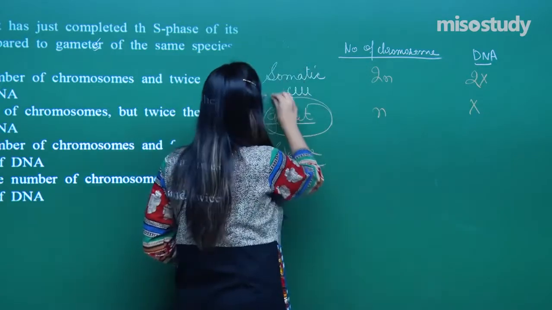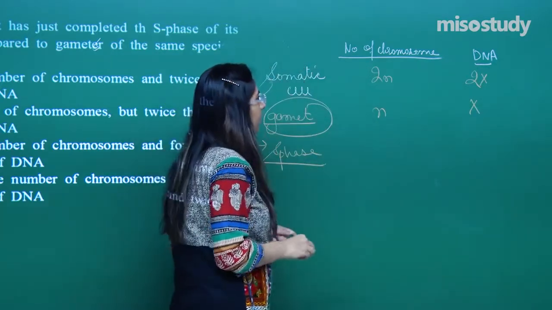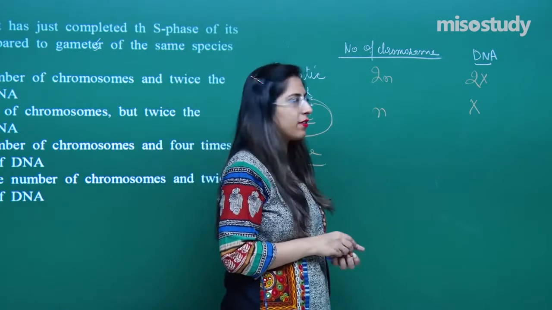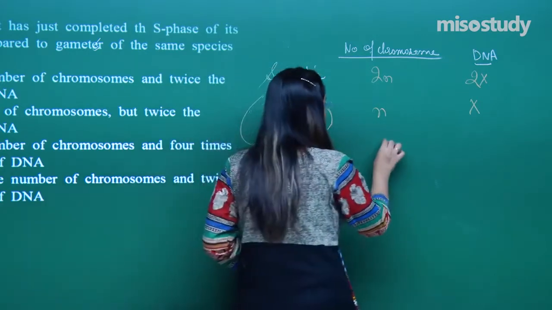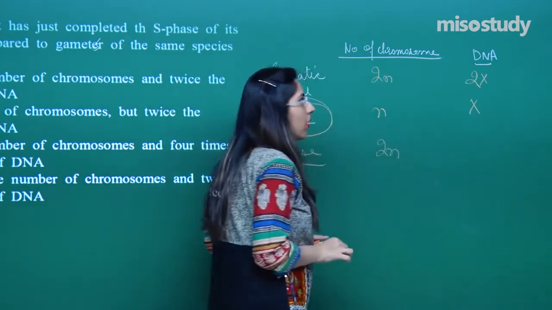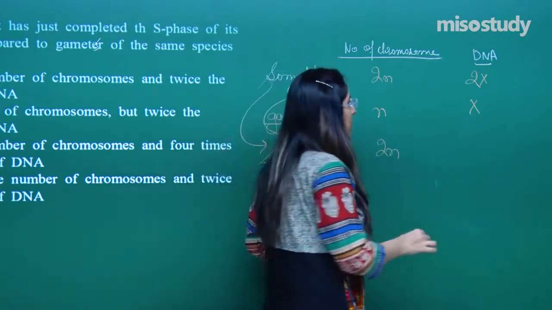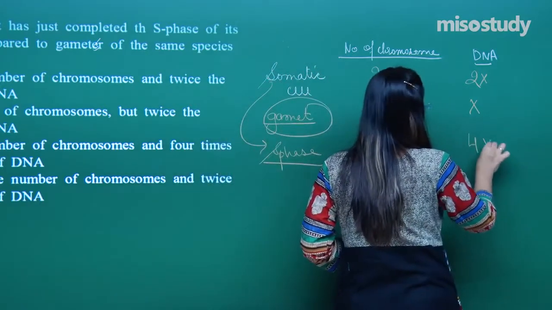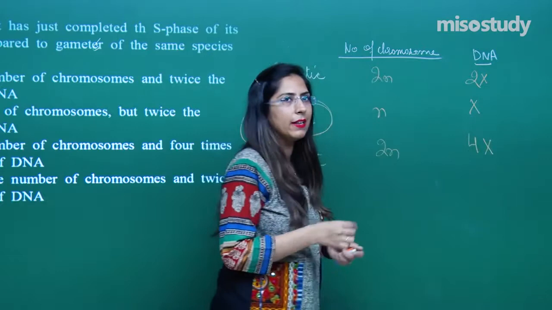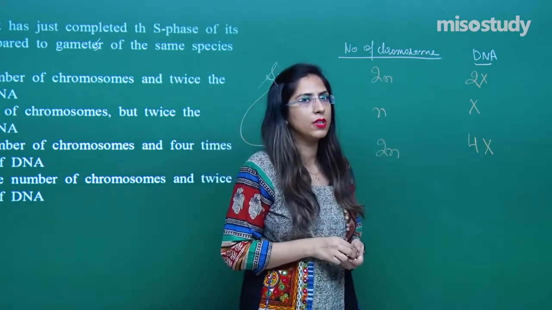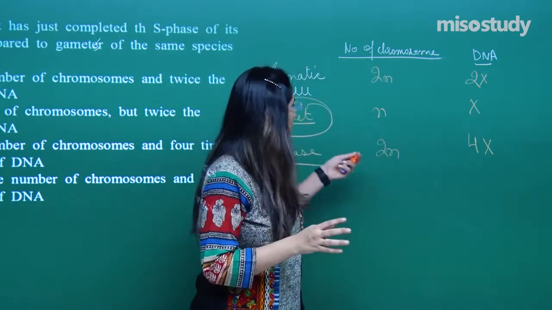We are discussing the somatic cell, the number of chromosomes in S phase and so on. The chromosome number remains constant. Because the S phase has happened, the amount of DNA will be 4 times, because synthesis of DNA occurs in the S phase.